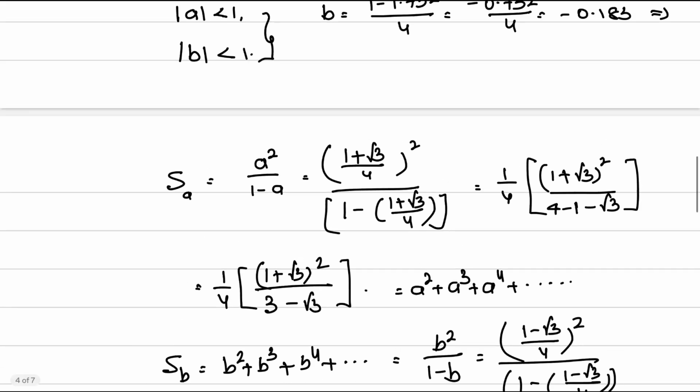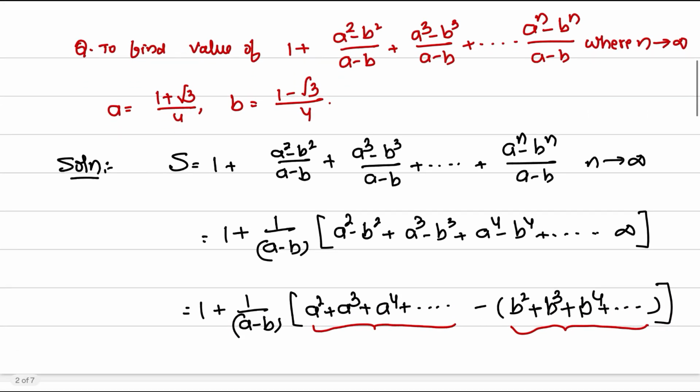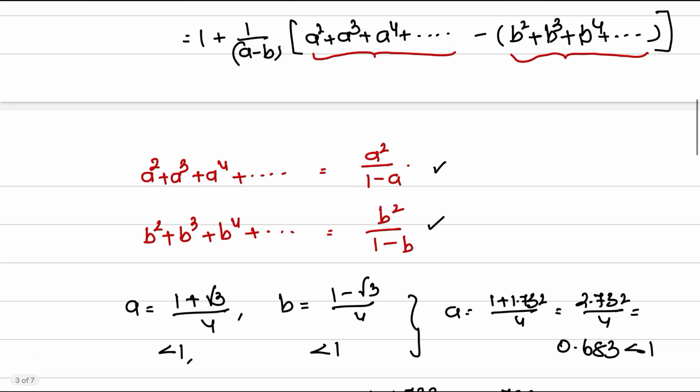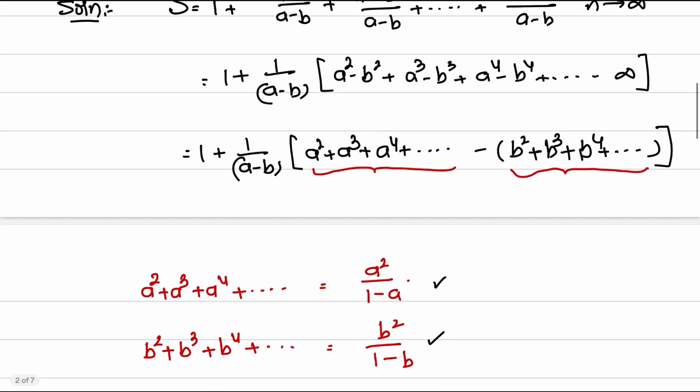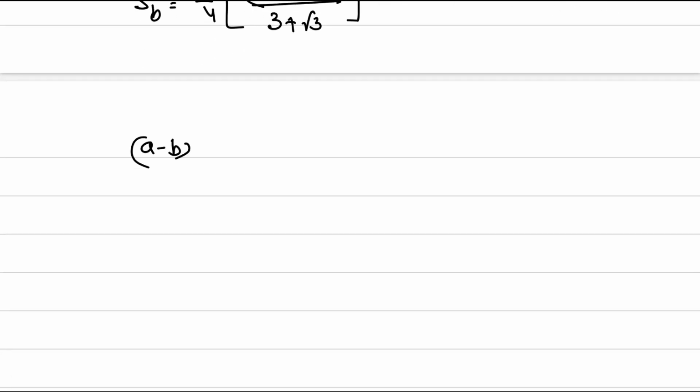Sum of the A's, sum of the B's we have got. Now what we have to get is A minus B. What is the value of A minus B? A minus B is equal to (1 plus root 3) by 4 minus (1 minus root 3) by 4. That is equal to, 1 gets cancelled, 2 into root 3 by 4, that is equal to root 3 by 2.